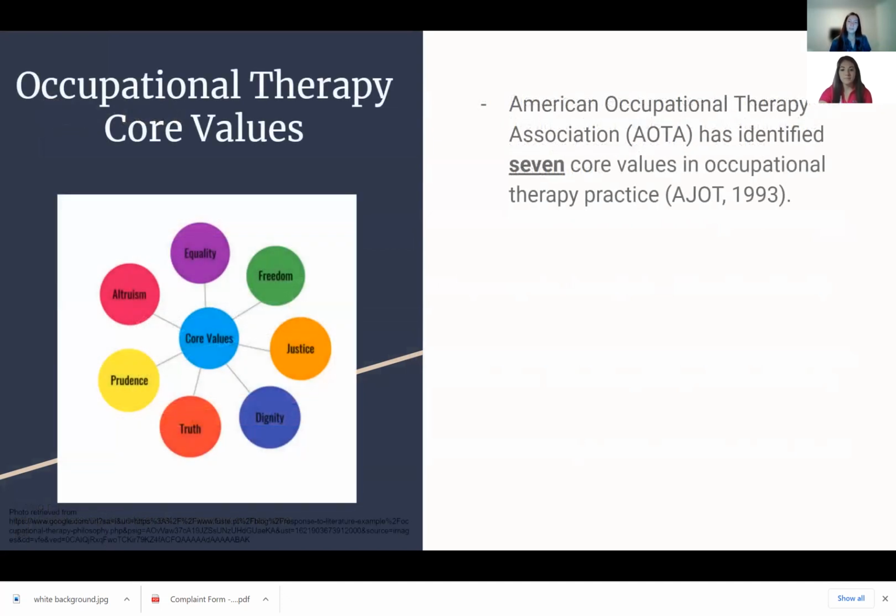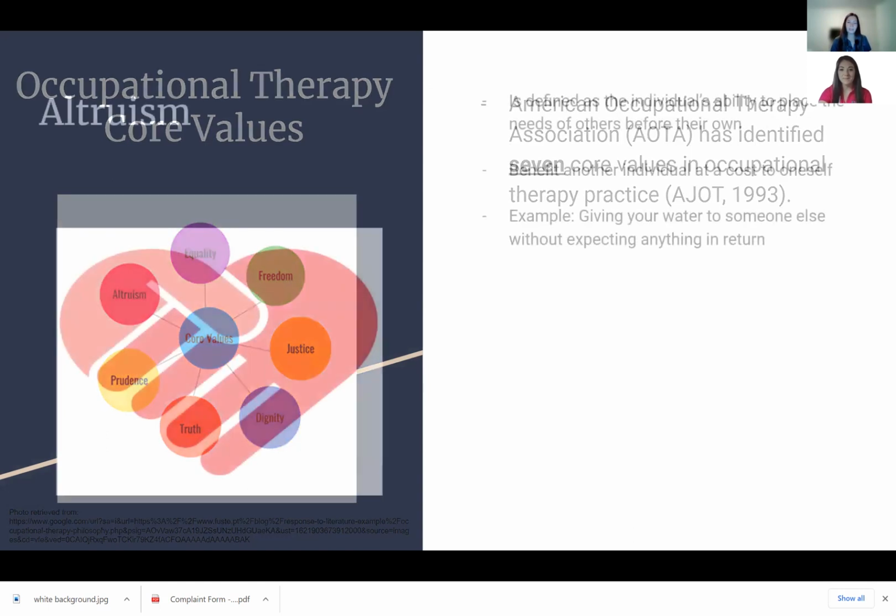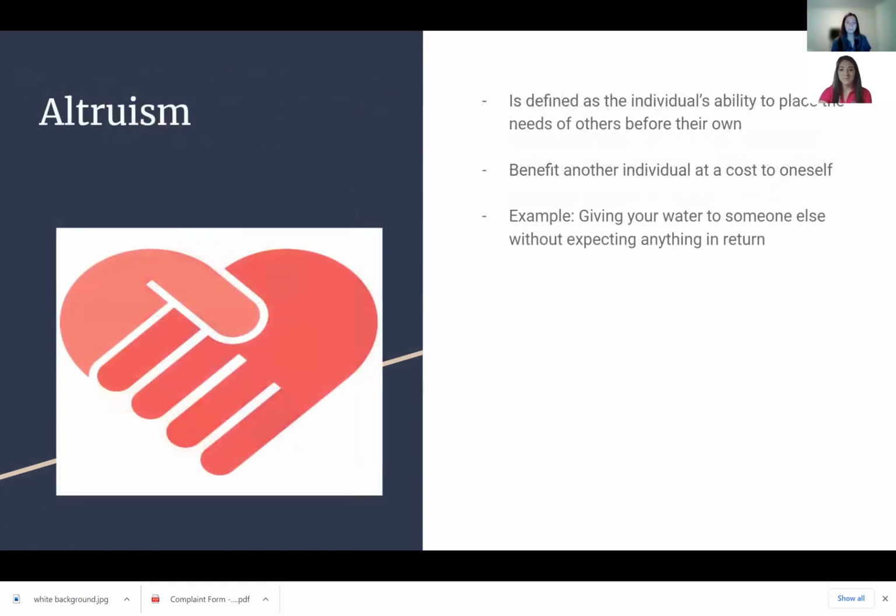So next, we are going to go into the occupational therapy core values. You guys can find these on AOTA, which you guys should all be able to access just because Saginaw Valley's program makes you guys buy the AOTA journal. And then the core values are altruism, equality, freedom, justice, dignity, truth, and prudence. We're going to go ahead and define each of these for you.